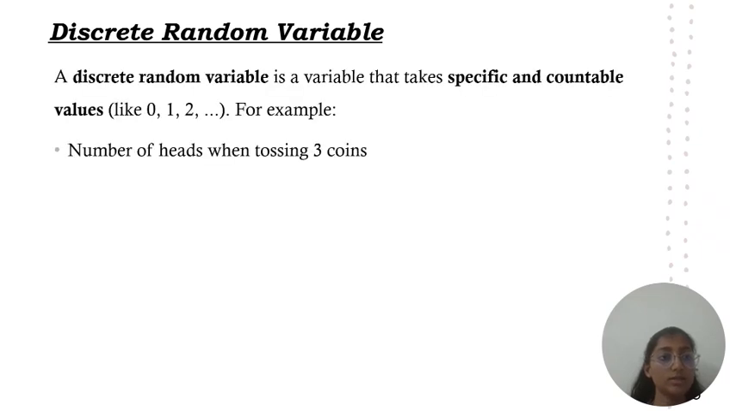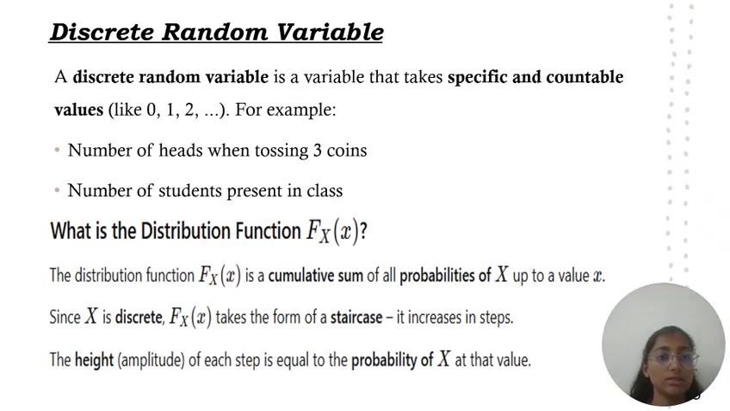Now let us discuss the discrete random variable. A discrete random variable is a variable that takes specific and countable values like 0, 1, 2, 3 and so on. For example, the number of heads when tossing 3 coins, or the number of students present in a class. Suppose we consider tossing 2 coins. The number of heads represents getting 0 heads, 1 head or 2 heads, but we don't have values like 0.5, 0.1, etc.